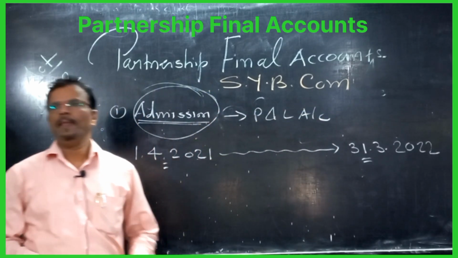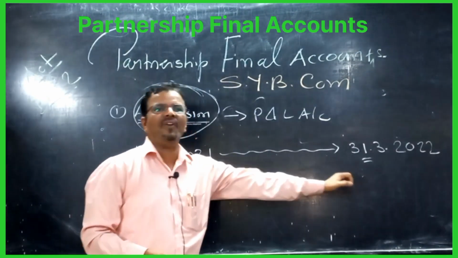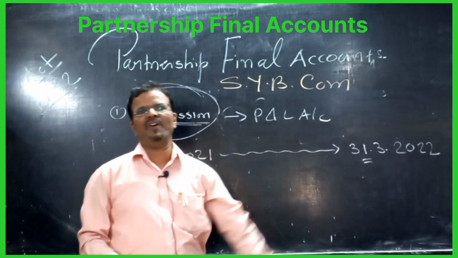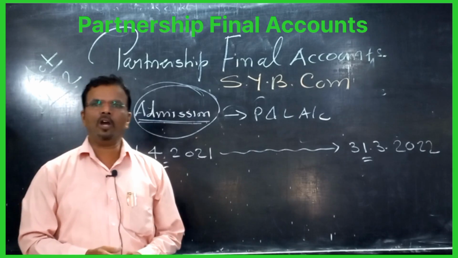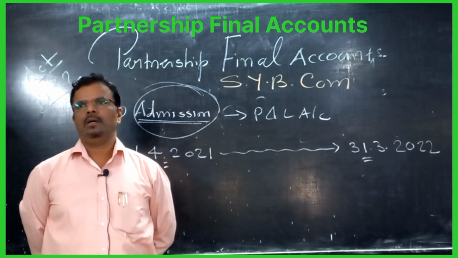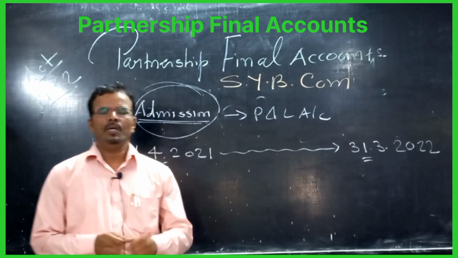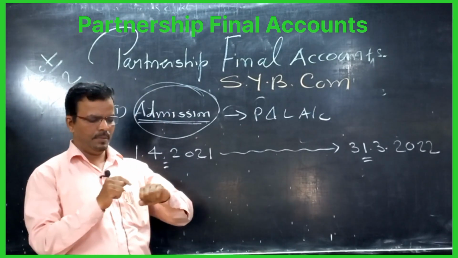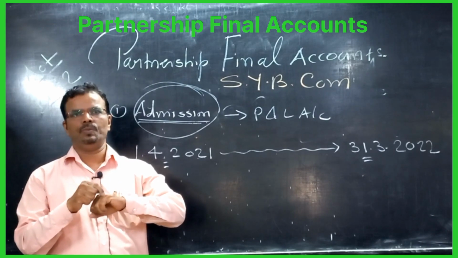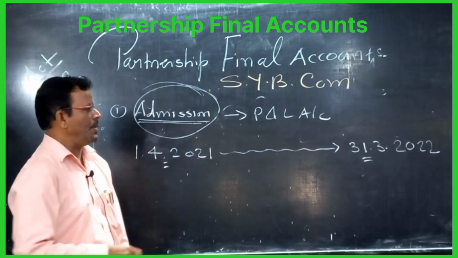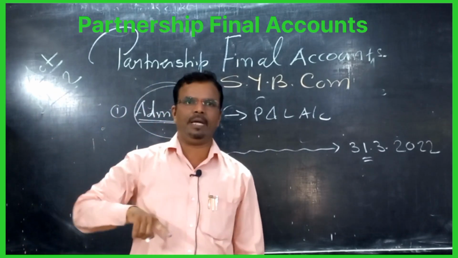But when a partner is going to be admitted during the financial year, at that time we have to change the format of the profit and loss account. Let's see how our format will be changed. April, January, February, March, April, May, June, July. Now in this case, suppose a partner is admitted on 1st July.